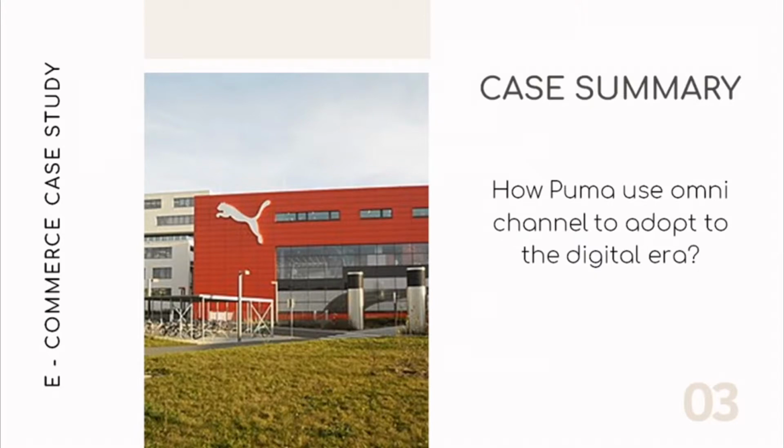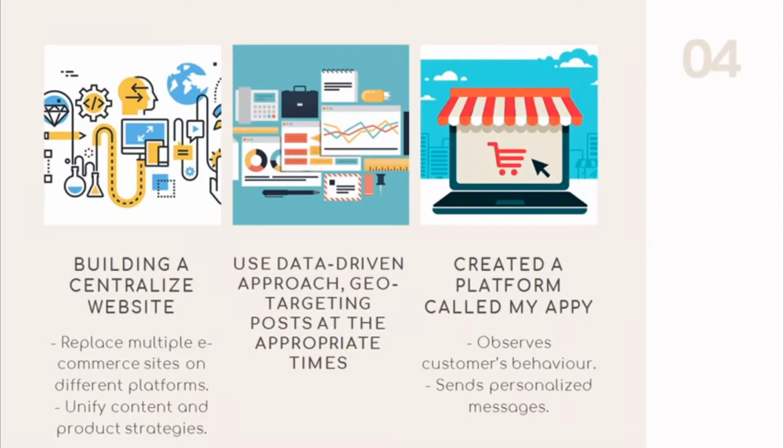The main content of it is how Puma uses omnichannel to adapt to the digital era. Seeing the benefit of e-commerce business, at first, Puma decided to build a centralized website. So what did they build its website for? Firstly, to replace multiple e-commerce sites on different platforms. Secondly, to unify content and product strategy. Specifically, in the past, Puma took a trial and error approach, focused on building its follower base, but now they use a data-driven approach, geo-targeting posts at appropriate times of the day.